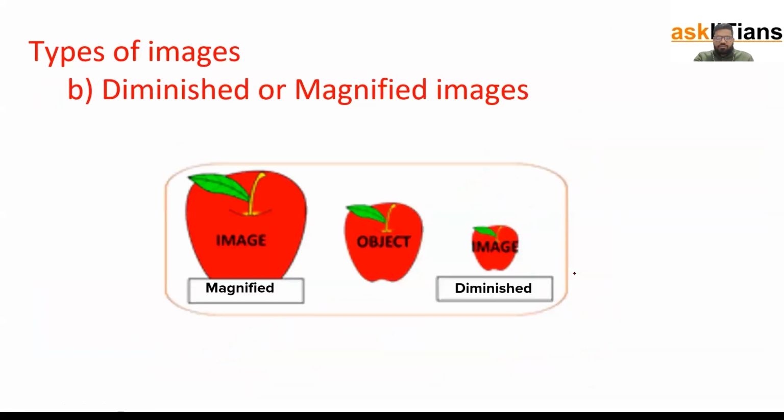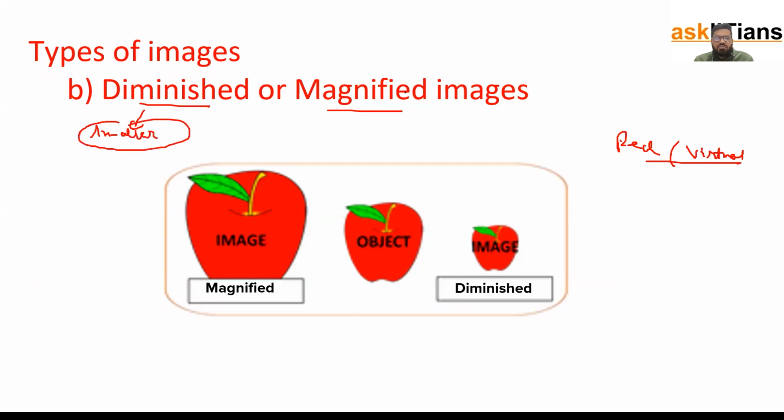Now see, this is the second property we are concerned with. We have already seen what is real and what is virtual, and there is another term which is known as diminished or magnified. The name is suggesting: diminished means smaller. The word diminished seems to be similar to smaller, and magnified means magnification. You use a magnifying glass in daily life. So why do we use a magnifying glass? To make the objects look bigger. So magnified means a larger image.